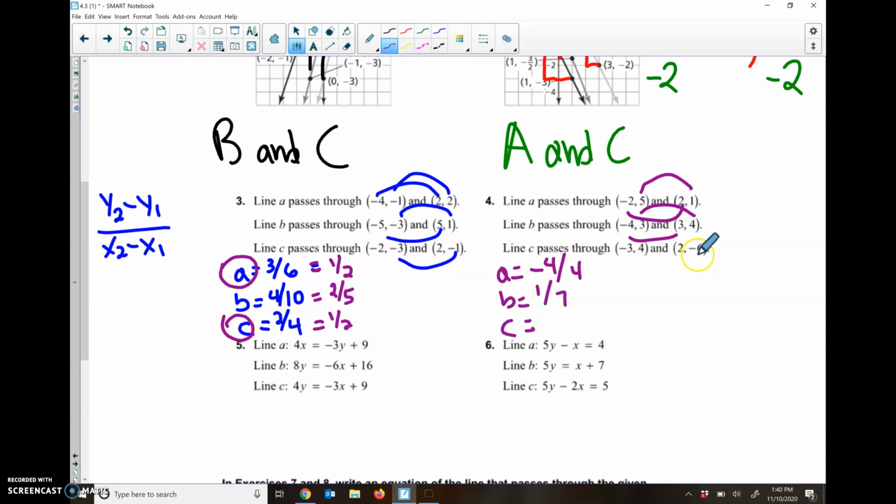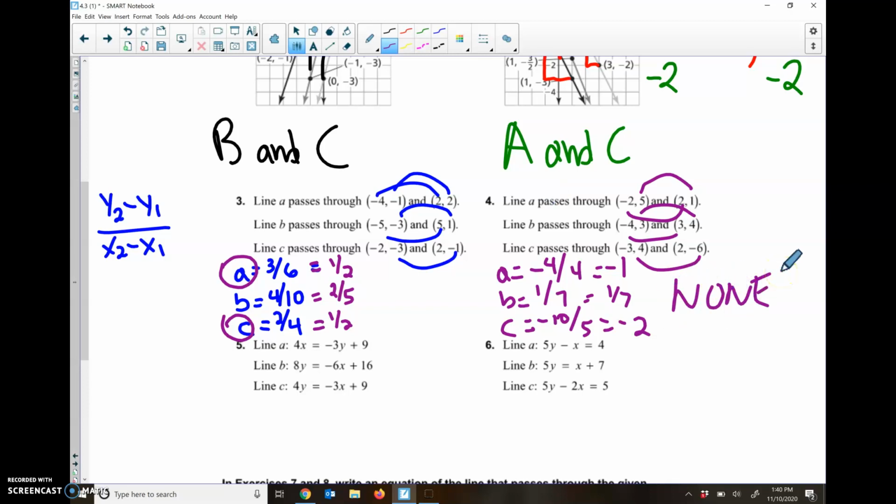And then I have negative 6 minus 4 is negative 10, and then 2 minus a negative 3, which is 5. So we got to simplify these again. So that gives us negative 1. That gives us 1 over 7, so that can't be simplified, and this gives us negative 2. So my slope for line A is negative 1. My slope for line B is 1 over 7. My slope for line C is negative 2. None of those are the same, so none of them are parallel to each other.